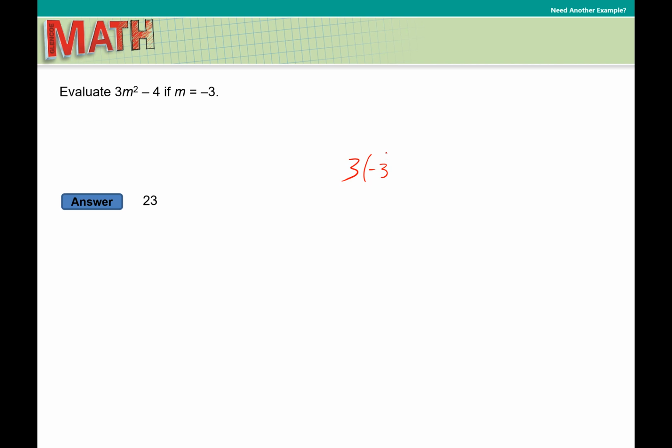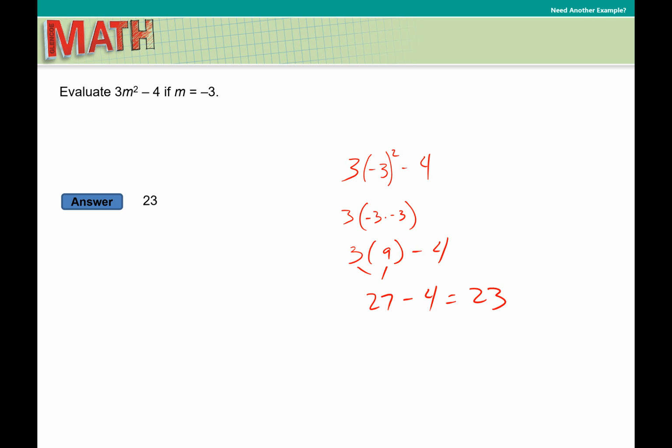It's -3 to the second power minus 4. Now -3 to the second power is the same as -3 times -3. When you do -3 times -3, a negative times a negative is a positive, so then we get 3 times 9 minus 4. We do our multiplication. 27 minus 4, and that equals 23.